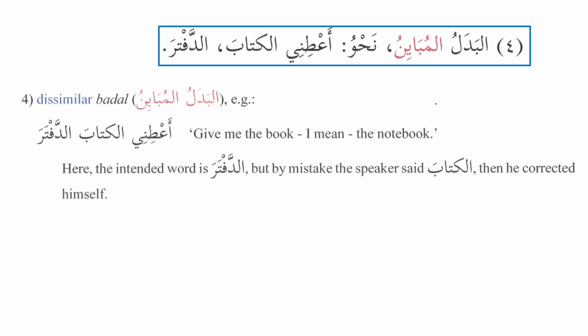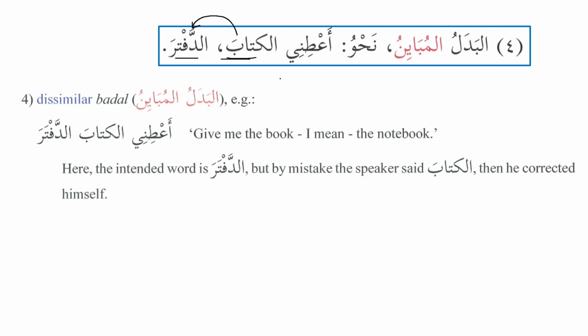And the last one is al-badalul mubayyinu, and also it is called al-badalul ghalat, meaning the wrong substitution. What does that mean? You wanted to say something, but you said something else. For example, a'tani al-kitaba ad-daftara. So basically, you didn't want the book, you wanted the notebook, but by mistake you said al-kitaba. So that is the substitute, as we have seen over here.